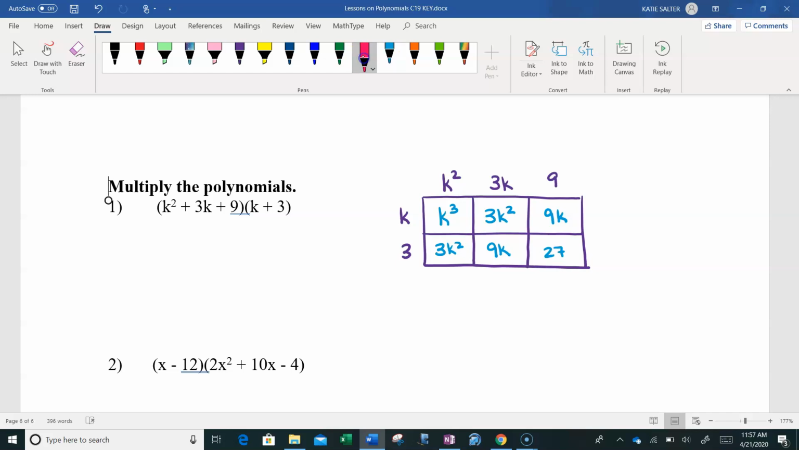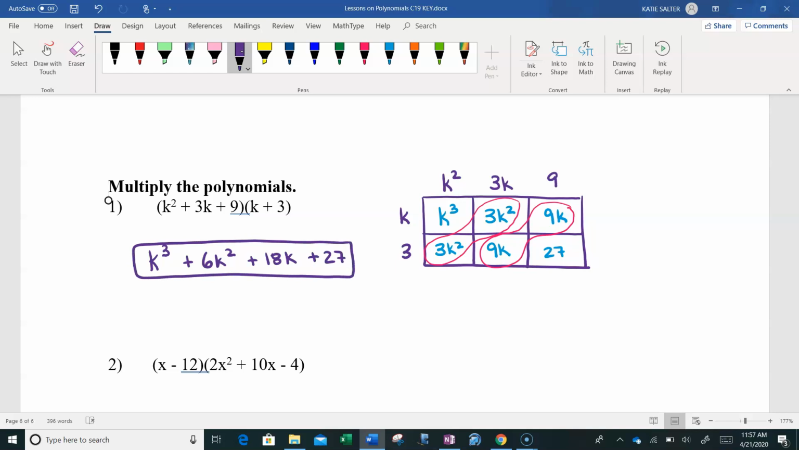And luckily, if we look diagonally right here, we've got our like terms. We've got our k squareds right here and our k's right here. So to write our final product, we're going to say this is k to the 3rd power, 3k squared plus 3k squared is 6k squared, 9k plus 9k is 18k, and then last but not least, we'll put our constant term, plus 27, and you're done.